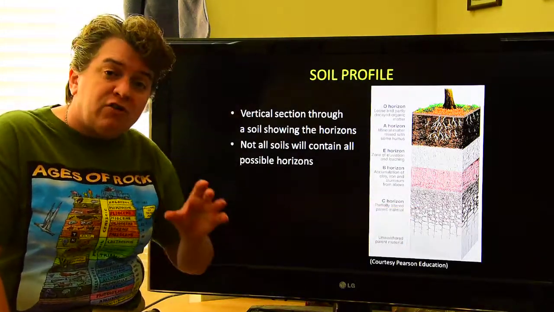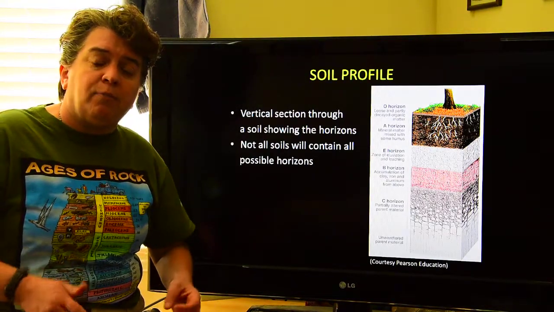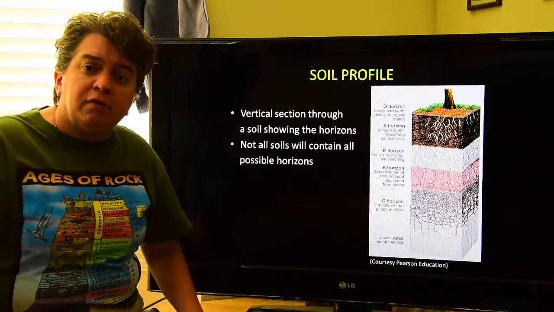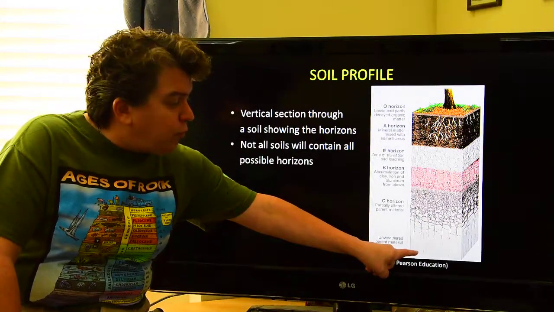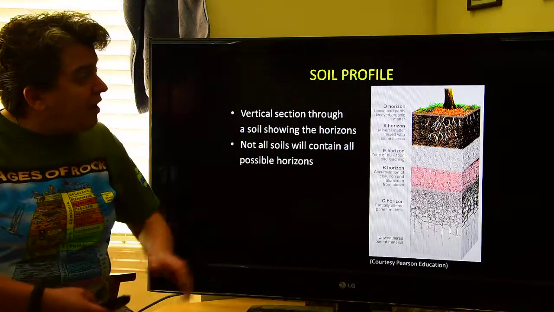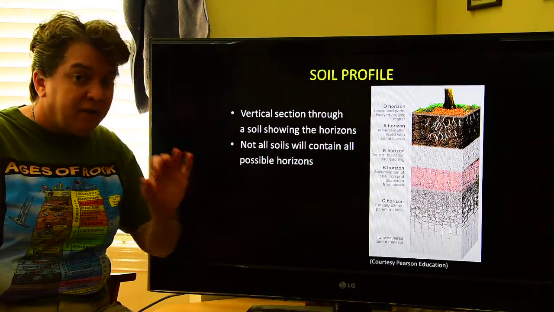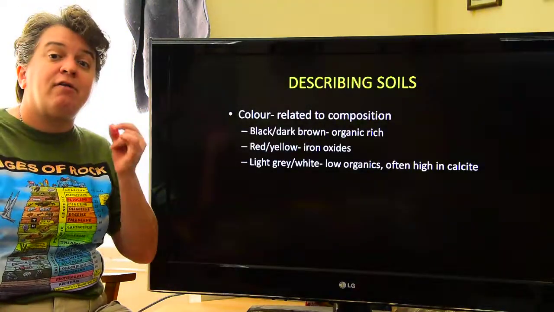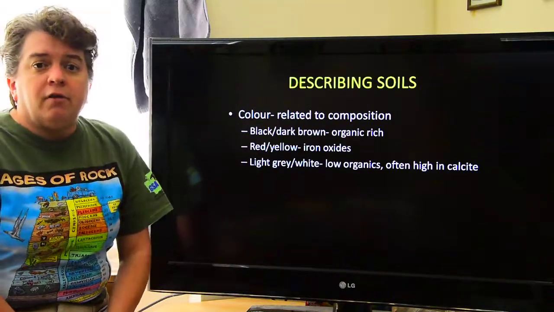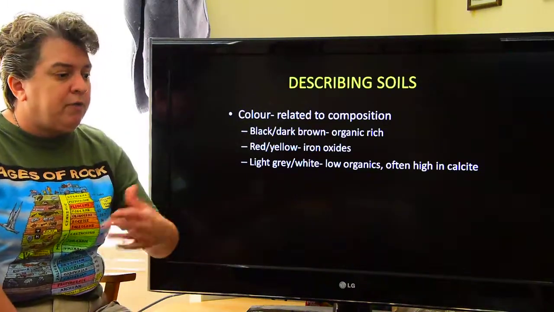So when we've reached the C horizon, we can finally see what kind of material this soil developed on. Was it on sand? Was it on lava? Was it on limestone? We're going to start seeing little pieces of that parent material. Underneath that, we will eventually reach the unweathered parent material. So in any case, those are the soil horizons you might see, not that you have to see them in every soil.